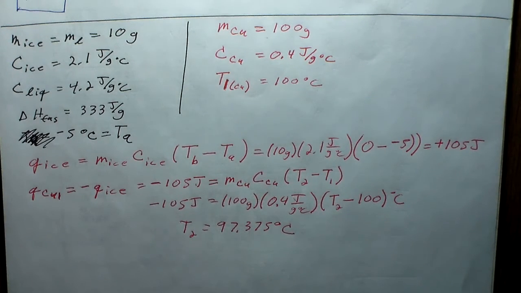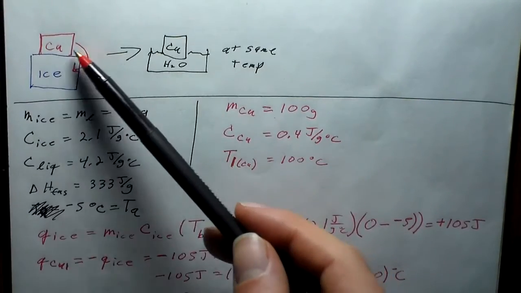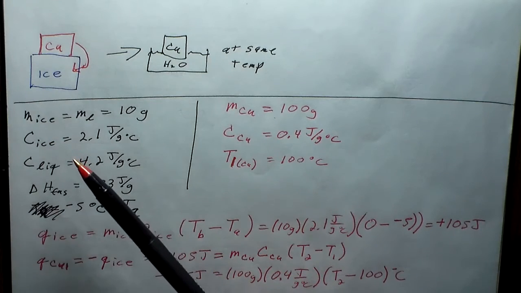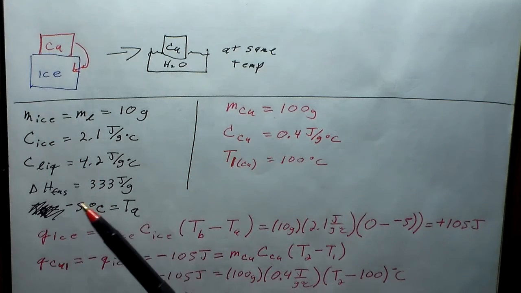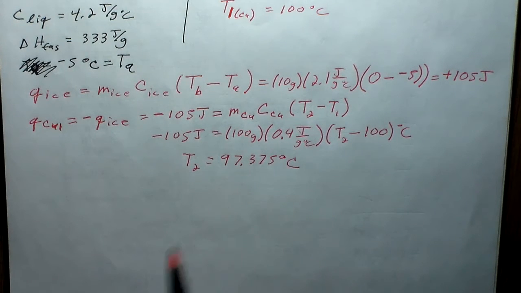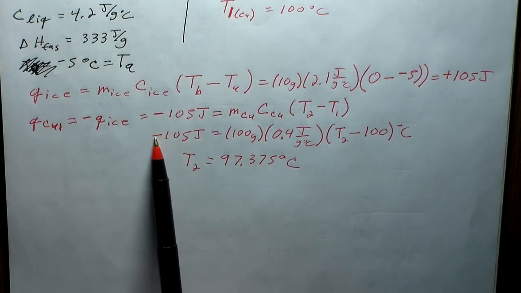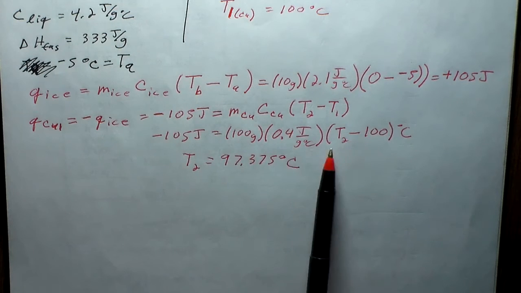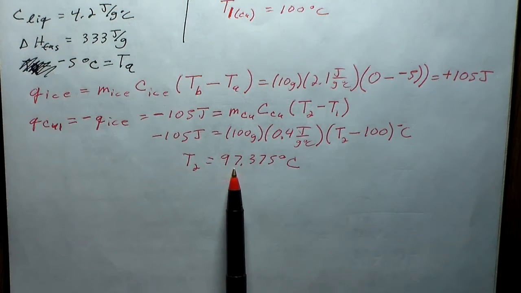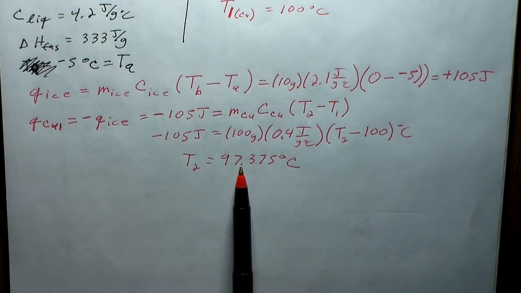Right here is a good way to double check that you're following your signs correctly. Now just think about this. The heat is coming from the copper and going into the ice. Do you expect the copper to warm up or cool down? Hopefully you said you expect it to cool down. And that's what we see right here, that the temperature cooled down. And if you forgot to flip the sign over here and you still used a positive 105, what would happen is that the temperature would actually end up increasing by about 2 degrees Celsius.